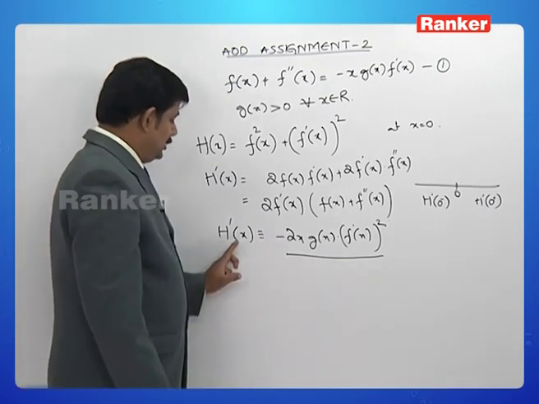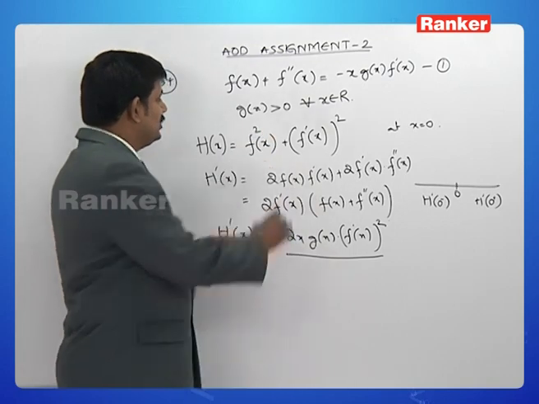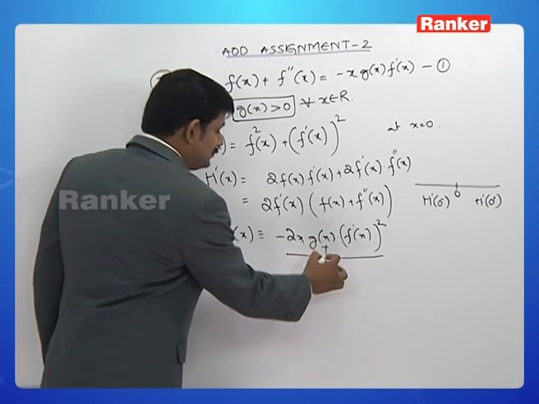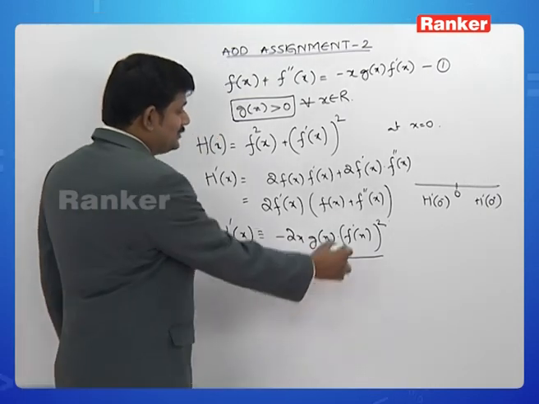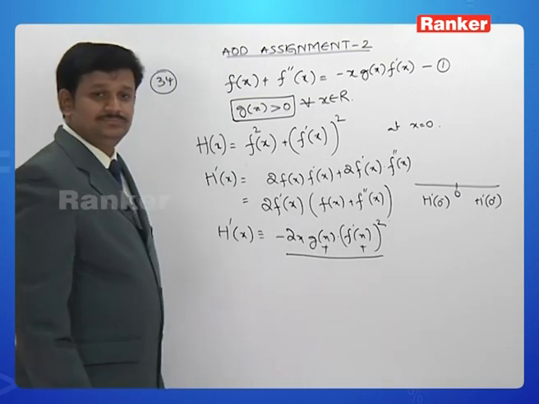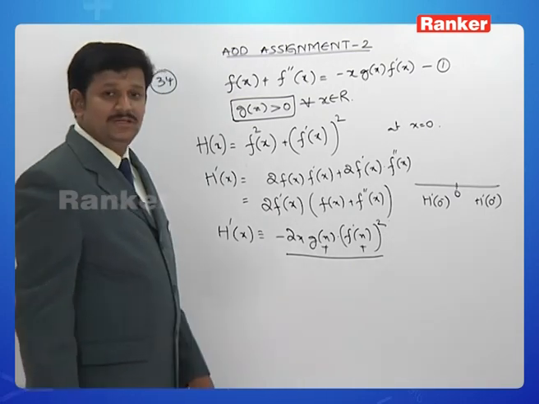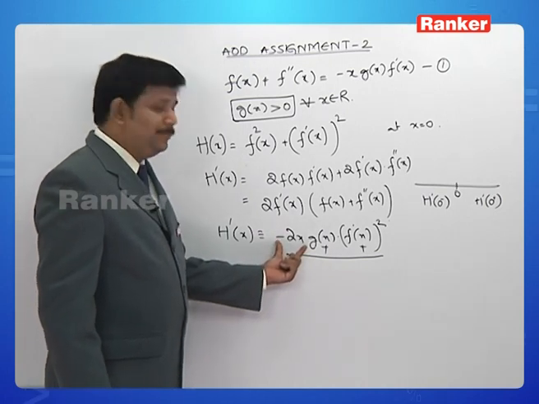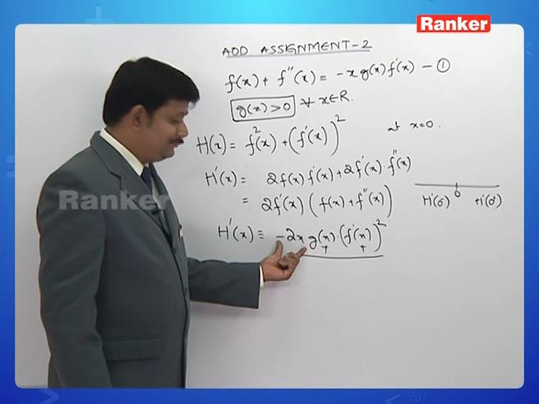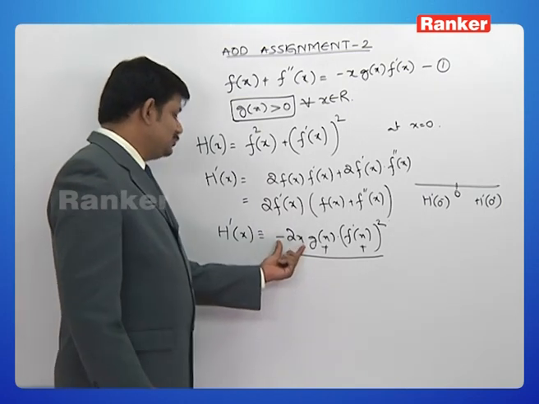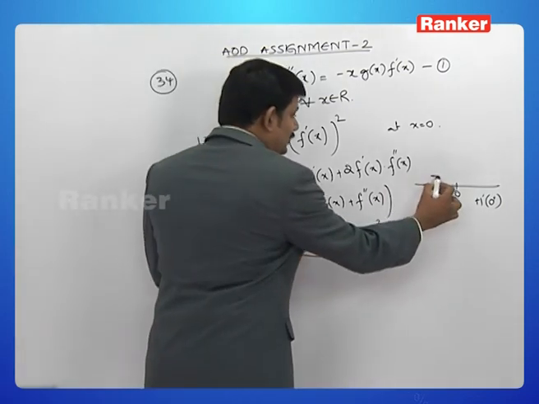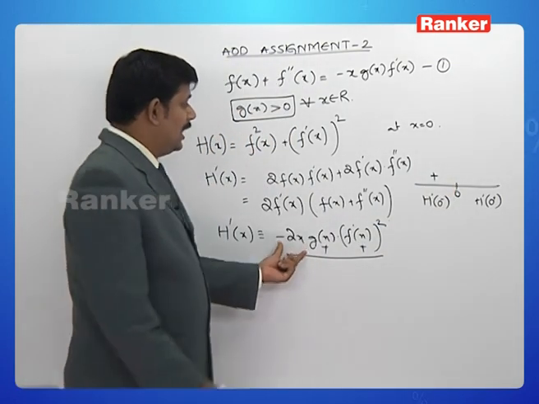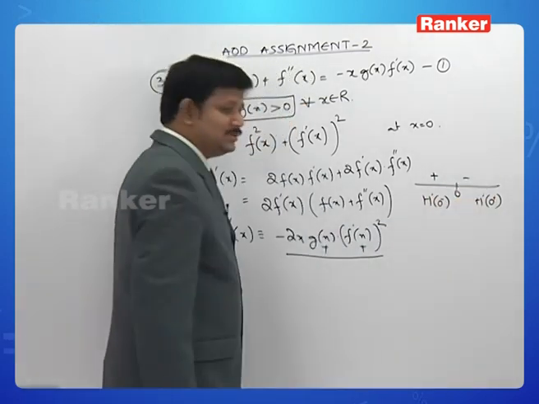Now, g of x is always positive. It is given that g of x is always positive. So, this is a positive number. f dash of x whole square is always positive, and minus 2x will be positive if x is negative and negative if x is positive. So, to the left side of 0, h dash of x is positive, and to the right side of 0, h dash of x is negative.